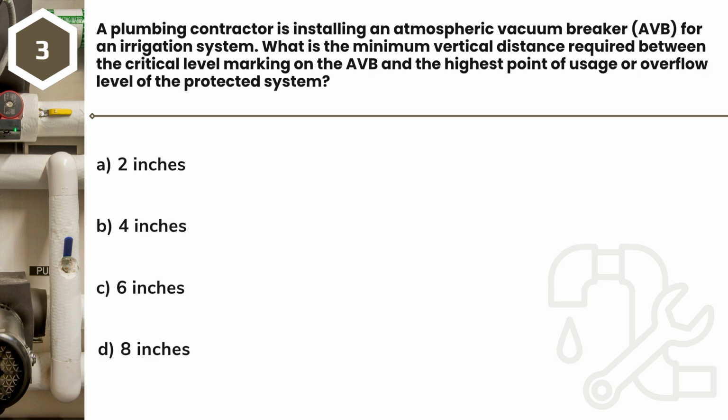Question 3. A plumbing contractor is installing an atmospheric vacuum breaker, AVB, for an irrigation system. What is the minimum vertical distance required between the critical level marking on the AVB and the highest point of usage or overflow level of the protected system? A. 2 inches. B. 4 inches. C. 6 inches. D. 8 inches.